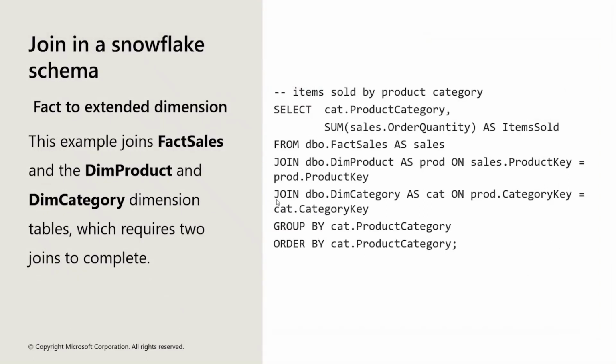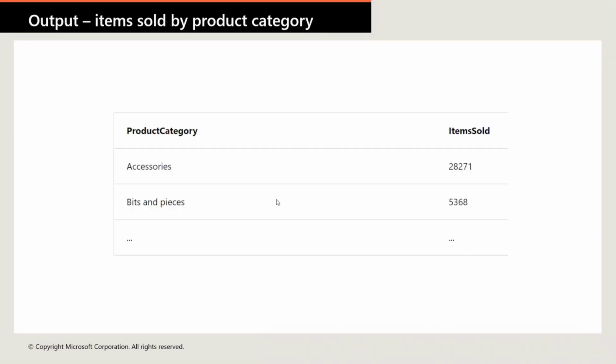Okay, so here we can also join in a snowflake schema, and again here we are joining the dim product and fact sales table along with the dim category table, and we are grouping it according to the product category. All right, so let's see what is the output of this. So output shows the items sold by the product category.